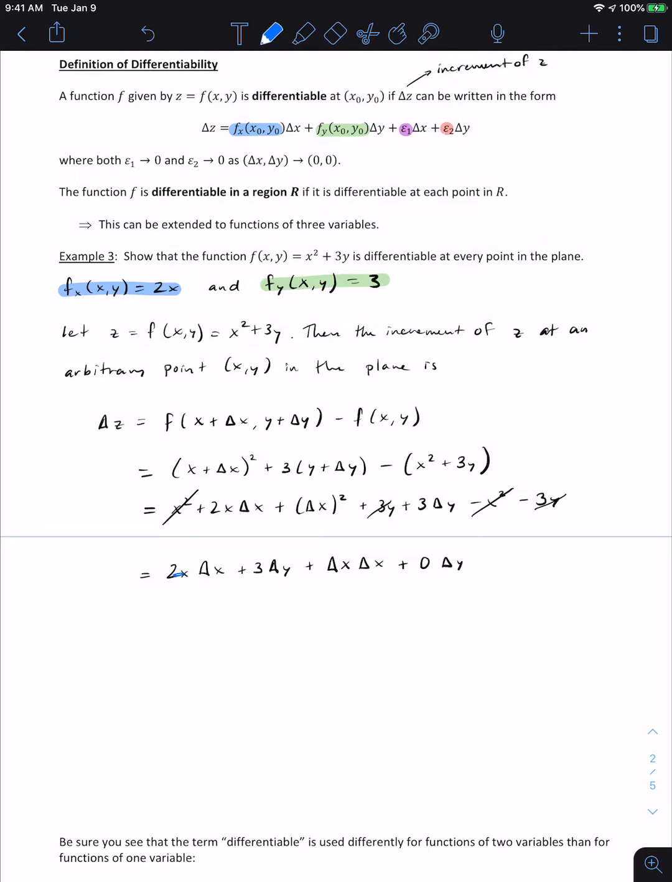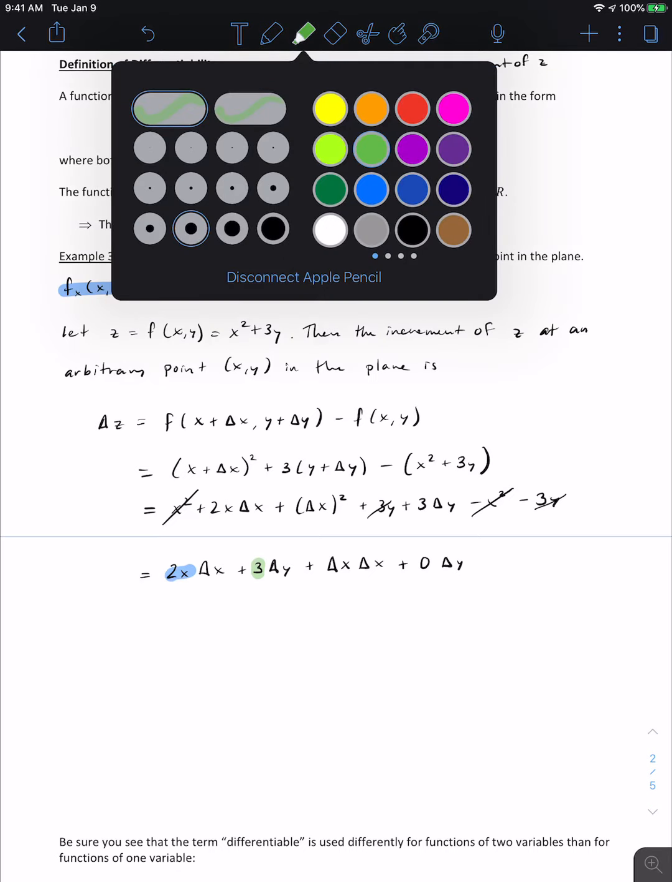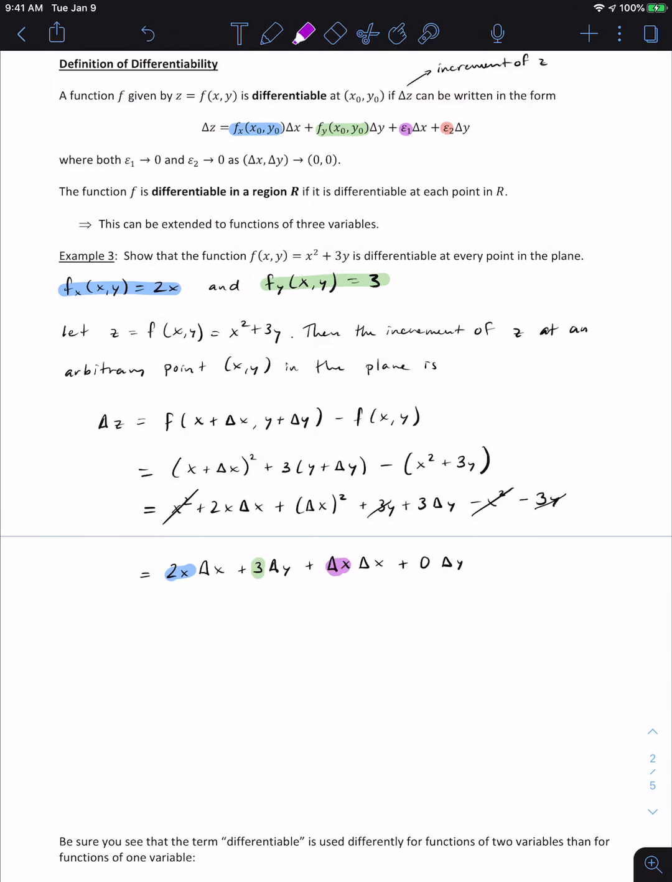I rewrote my delta f as my partial derivative with respect to x times delta x, plus my partial derivative with respect to y times delta y, plus something times delta x. In this case, it was delta x times delta x. So that's my epsilon 1. And then plus something else times delta y. In this case, we had to do a little trick, but it would be 0, right? So again, this is my epsilon 1, and this is my epsilon 2, right?